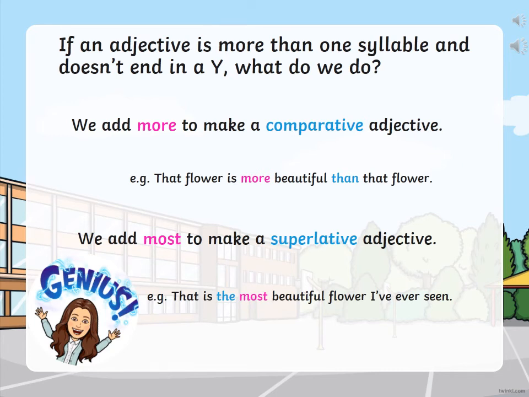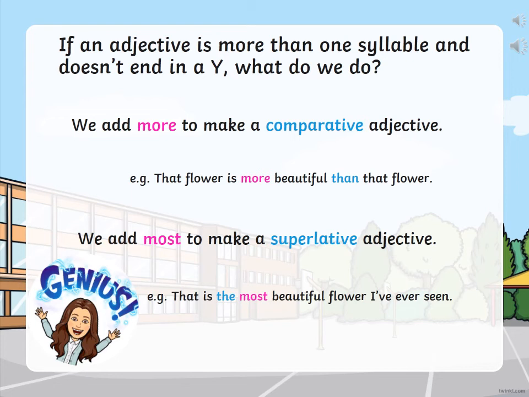Now, if an adjective is more than one syllable and doesn't end in a y, what do we do? We cannot add er and est. That would sound ridiculous. Have you ever heard beautifuler and beautifulest? Or amazinger and amazingest? No, that is ridiculous. So what do we do? We add the word more to make a comparative adjective.